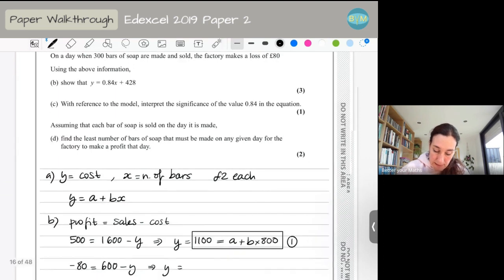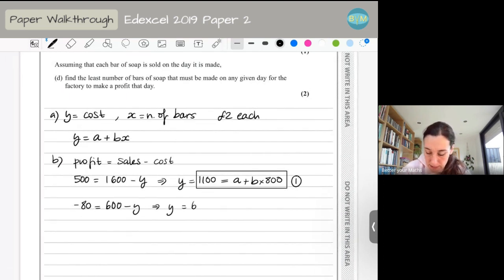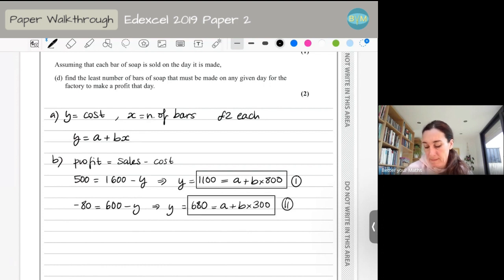Y is 600 plus 80, sorry, 680. And this is going to be equal to A plus B times the 300 bars that they are producing. Second equation, two unknowns, two equations. I'm going to solve it, and I'm going to find those constants that I'm trying to find.